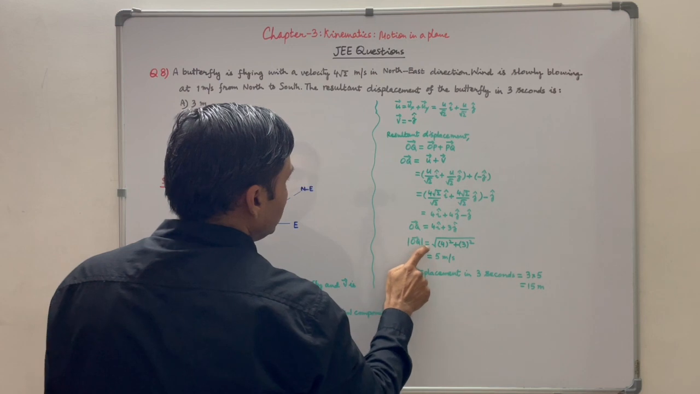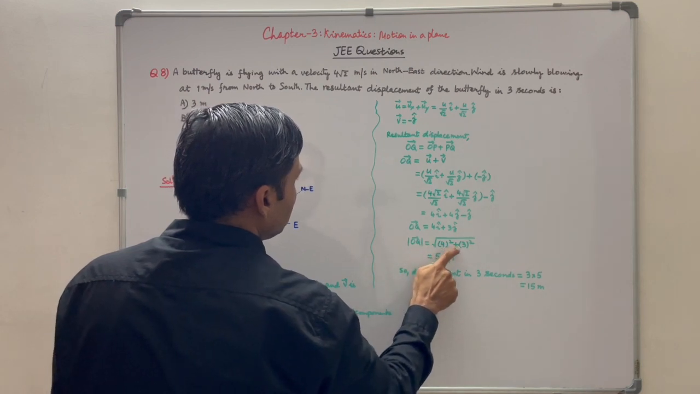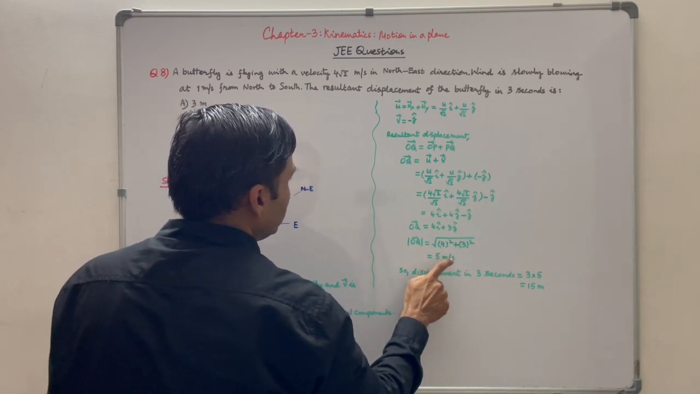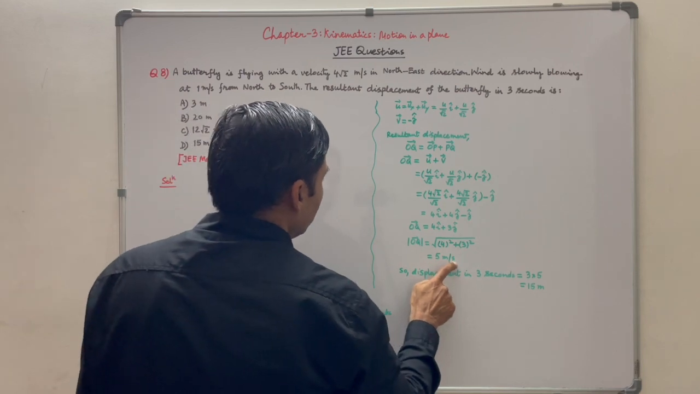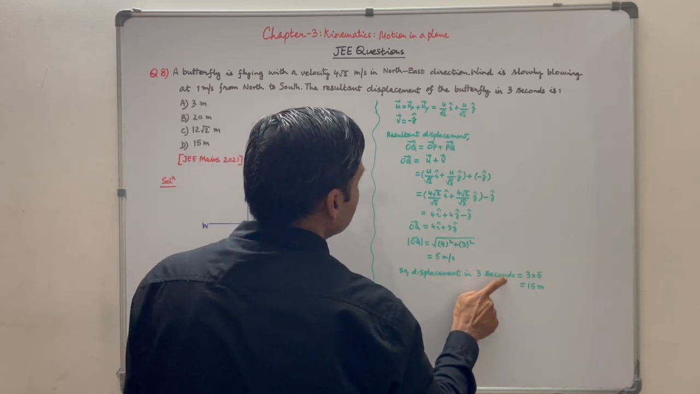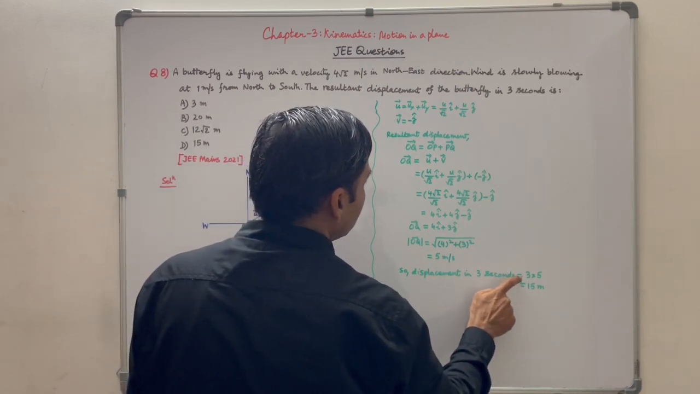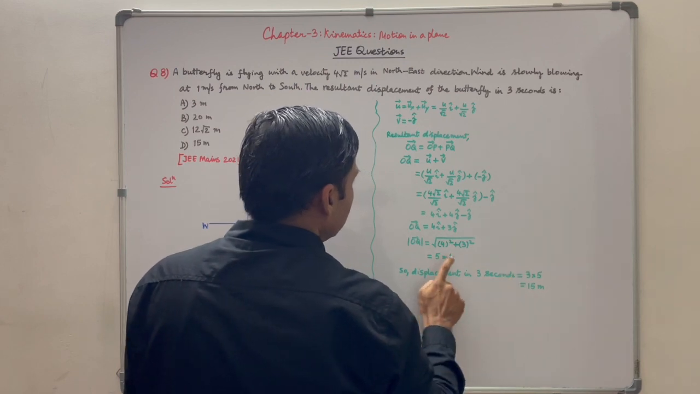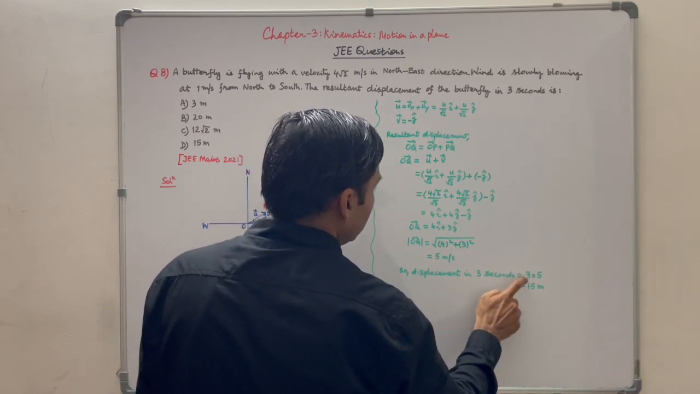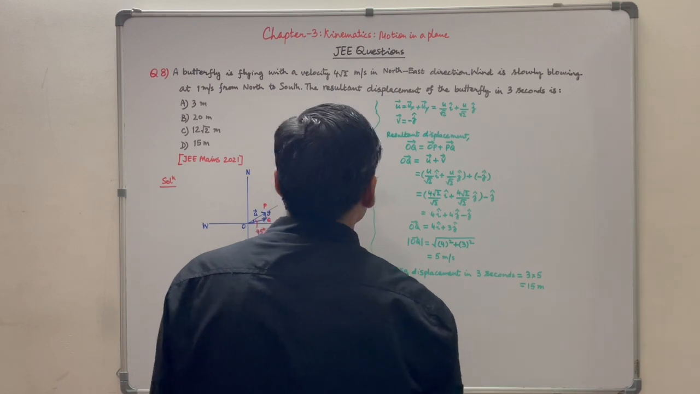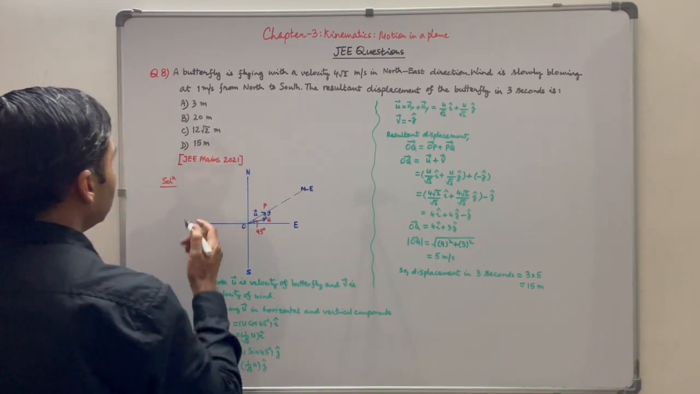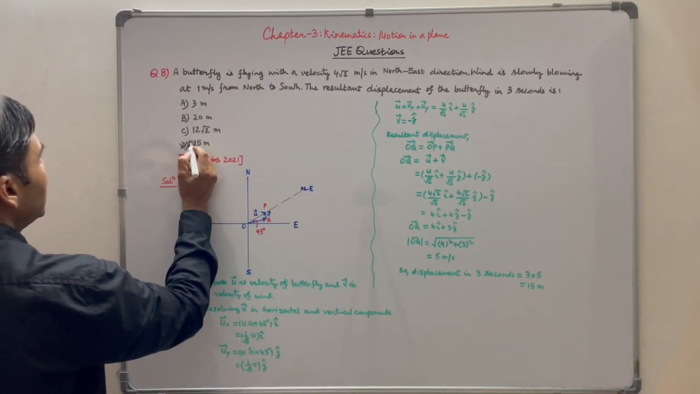Magnitude of OQ will be equal to under root 4 square plus 3 square, that is 5 meter per second. We have to find out displacement in 3 seconds, and that is equal to time into velocity, that is 3 into 5, that is 15 meter. So the correct option is option D.